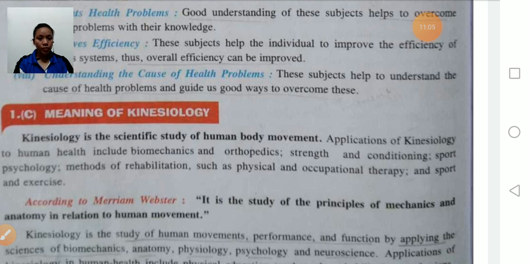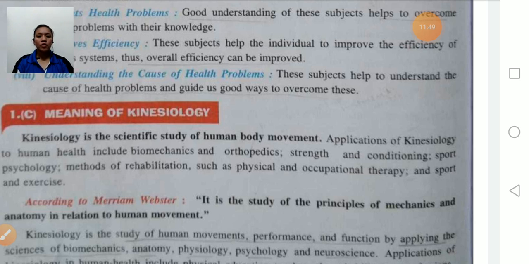Orthopedics means the study of bones. Strength and conditioning, sports psychology, methods of rehabilitation such as physical and occupational therapy, and sports and exercise. Our body, as we know, is made of bones and muscles, which help the body to perform external movement. Muscles provide us the necessary energy and force for movement, whereas bones act as levers.